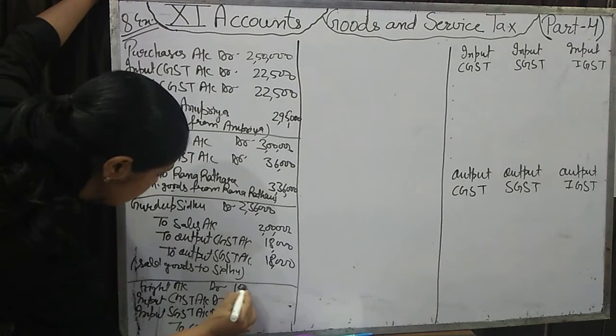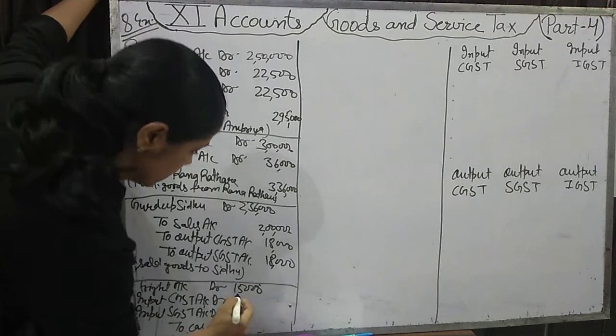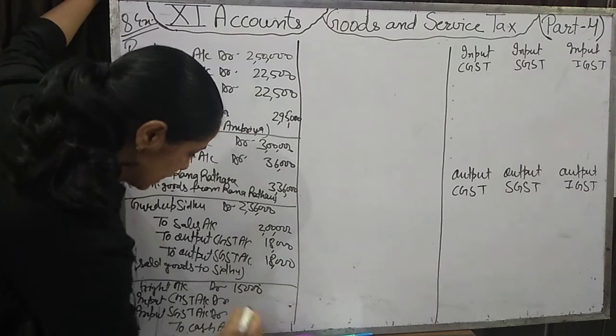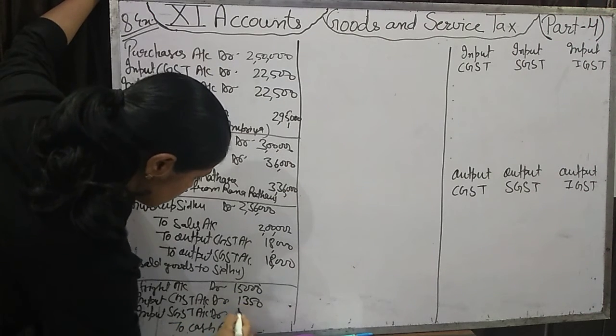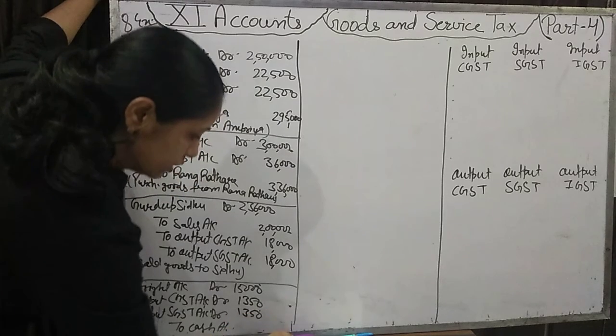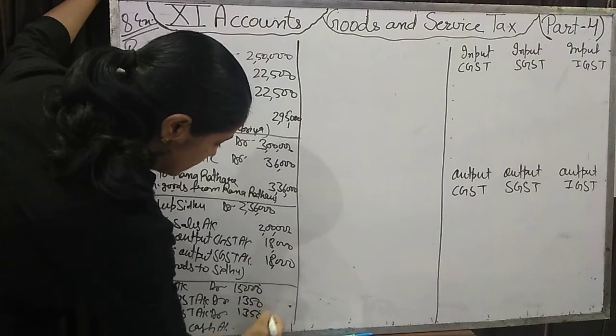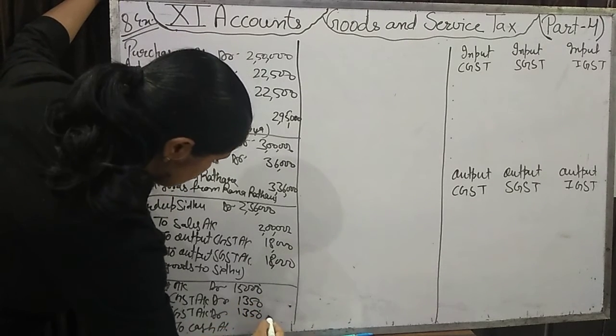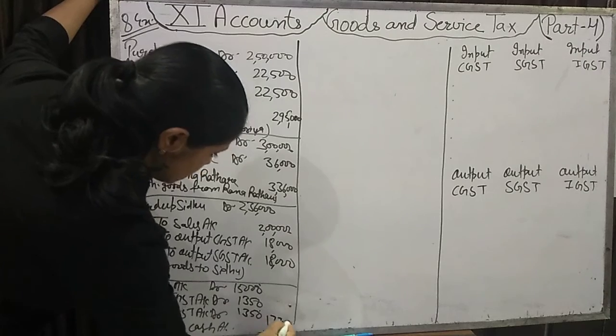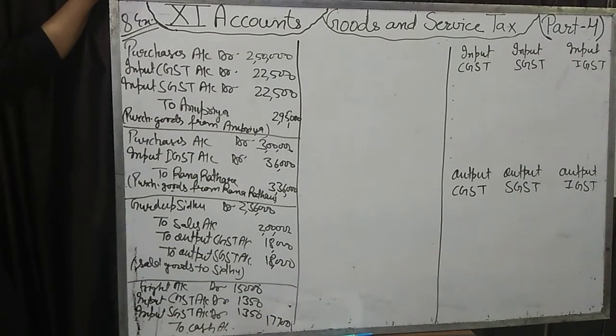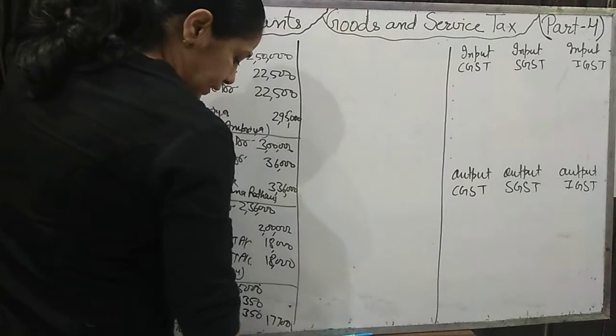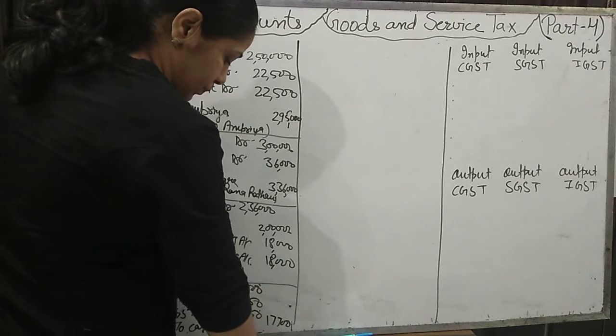How much freight is there? 15,000 and GST rate is 9%, that is 1,350 each, and the total of all these three amounts is 17,700. Fine.